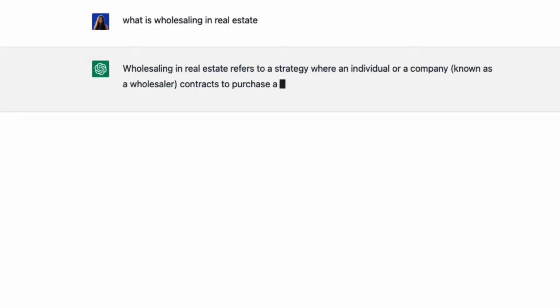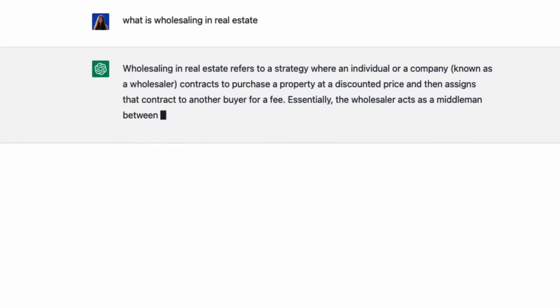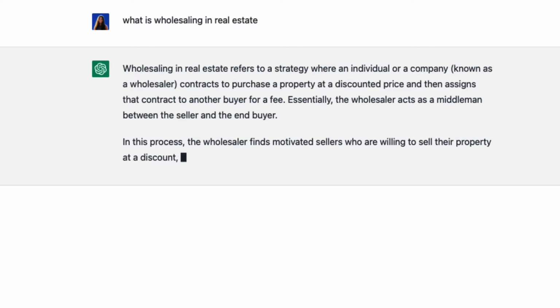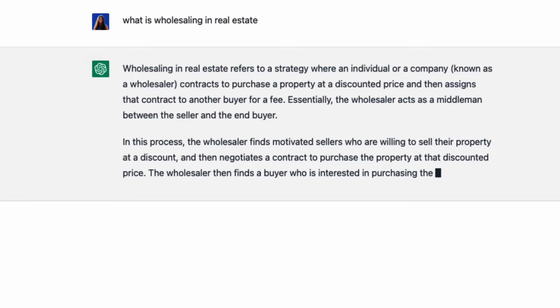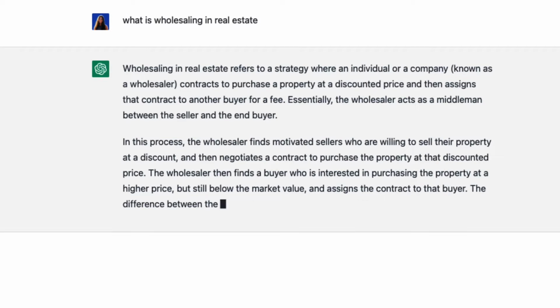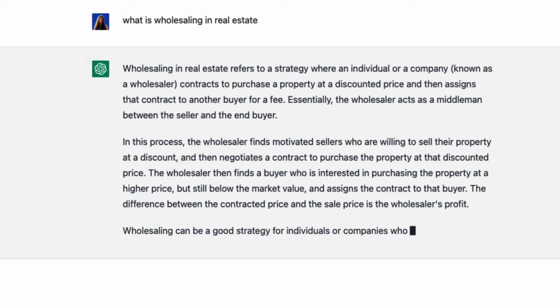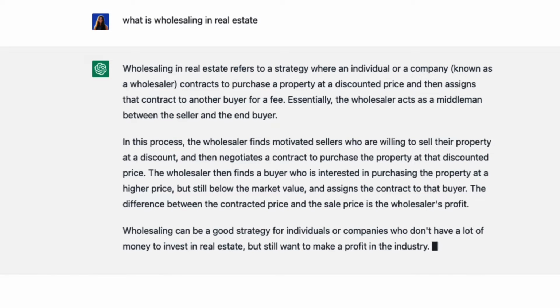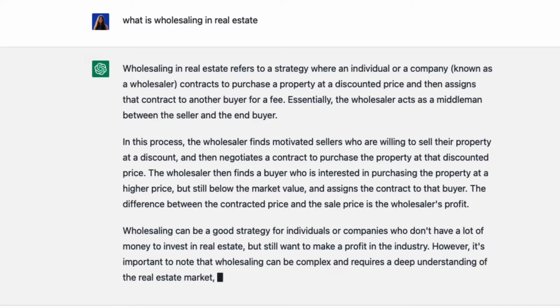It states, wholesaling in real estate refers to a strategy where an individual or company contracts to purchase a property at a discounted price, then assigns that contract to another buyer for a fee. Essentially, the wholesaler acts as the middleman between the seller and the buyer. The goal of wholesaling is to find motivated sellers willing to sell their property at a discount. Wholesaling can be a good strategy for individuals who don't have a lot of money to invest in real estate, but still want to make a profit in the industry.